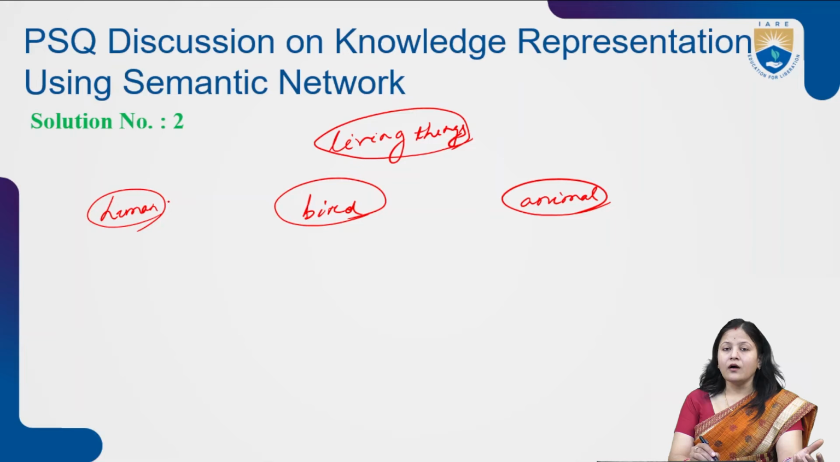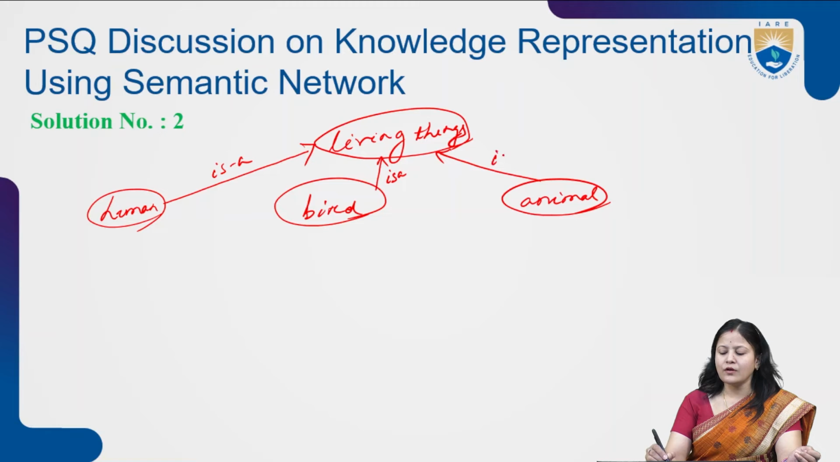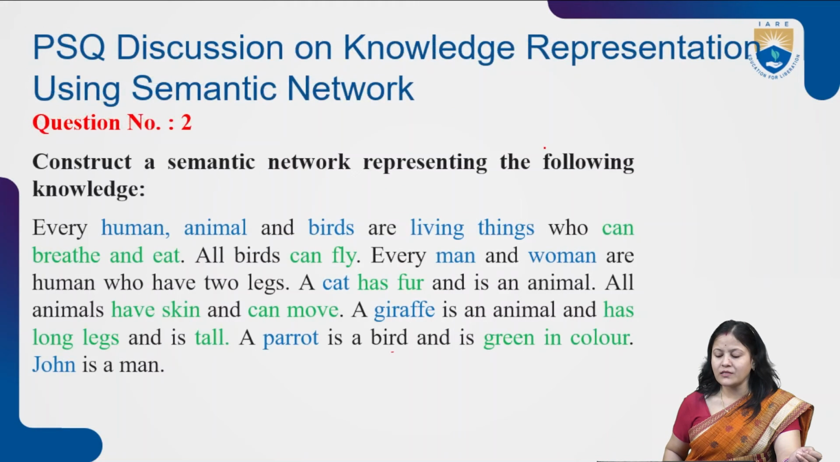So how do we establish the relation and give the arrow mark between human and living things? Because human is a living thing, there is an arrow mark from human to living things. Bird is a living thing, so an arrow mark from bird to living things. Animal is a living thing, so is A. What is the relation between human and living things? Is A. Between bird and living things? Is A. And here also the relation is A. The first statement, I hope it is completed, not completed fully. Human, animals and birds are living things, we have created till now.